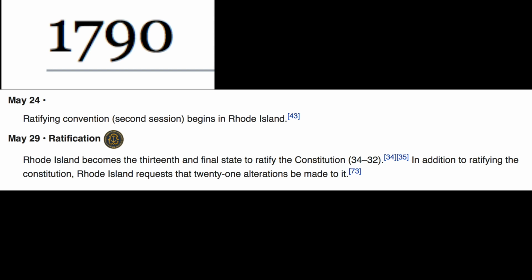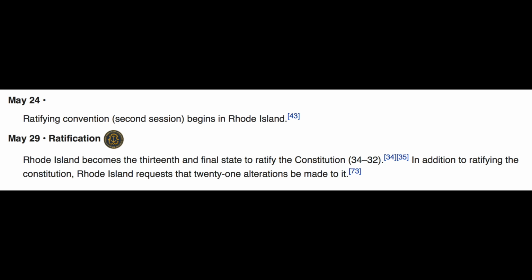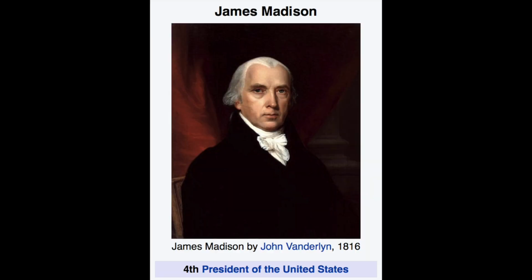And then what happens? In addition to ratifying the Constitution, Rhode Island requests that 21 alterations be made to it. These people who voted in favor of it, and we're going to see this in an anti-federalist paper, made the direct complaint that they voted because they were told that the alterations they were requesting would be taken seriously. And this is exactly why James Madison is a con man. James Madison and the rest of the Federalists gave the appearance that they would take these alterations seriously.